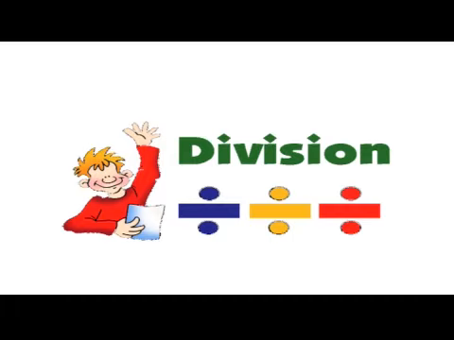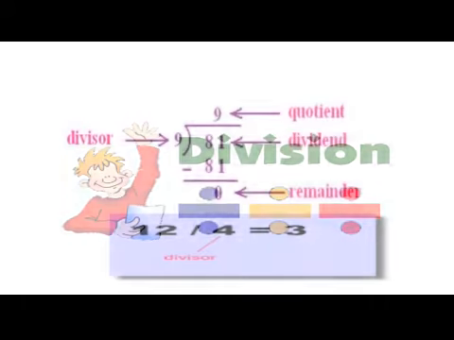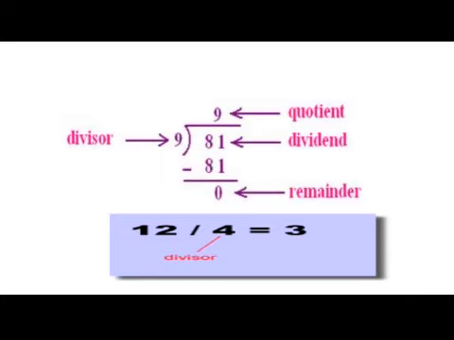Now, let us see about division. The number that is divided is called the dividend. The number which divides is called the divisor. The number of times the divisor is contained in the dividend is called the quotient. The leftover number is called the remainder.